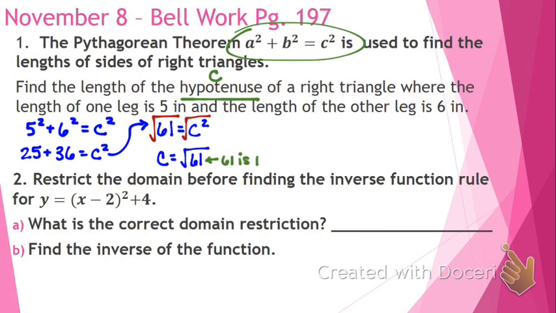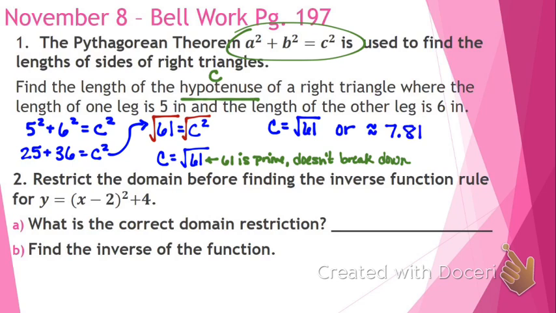61 is prime. It doesn't break down. The only things that go into 61 are what? 1 and 61. So my final answer on this, if they wanted me to leave it in reduced radical form, I would leave it as the square root of 61. Or you can round it. And Lauren, I believe you said that at the beginning, that's about 7.81, right? So depending on the form that they ask for your answer in determines which one you would circle as your final answer.